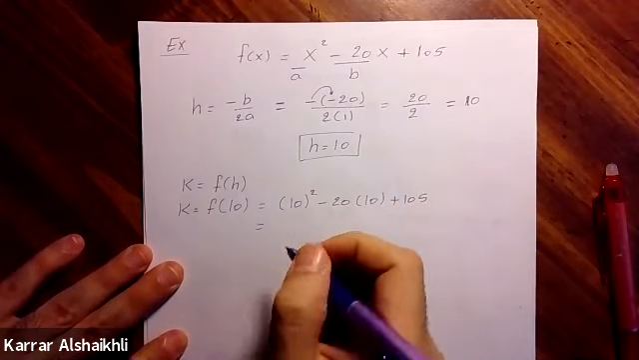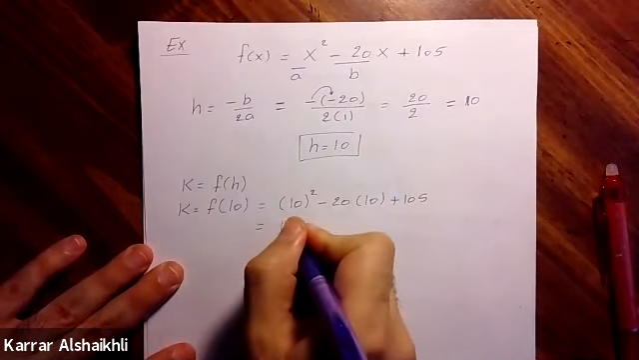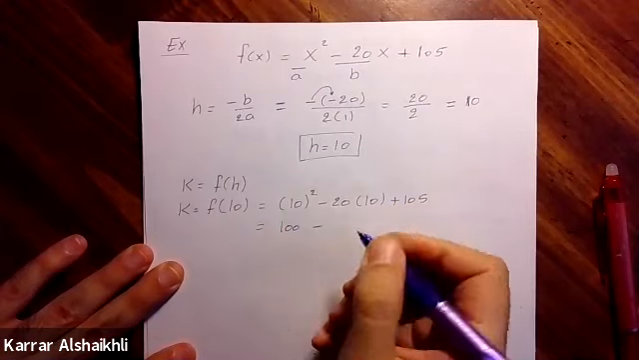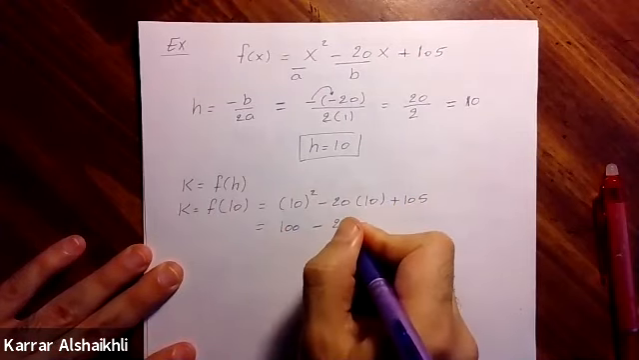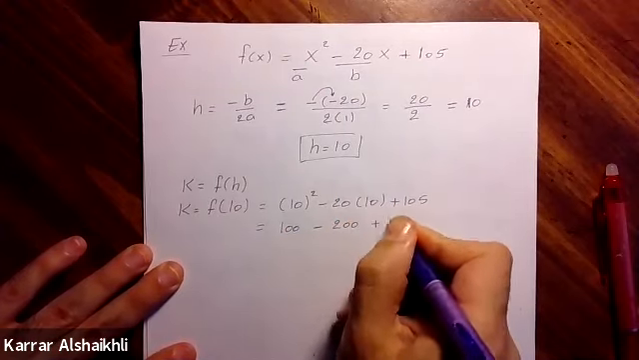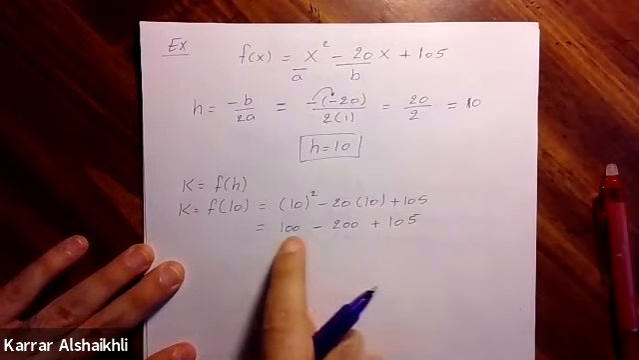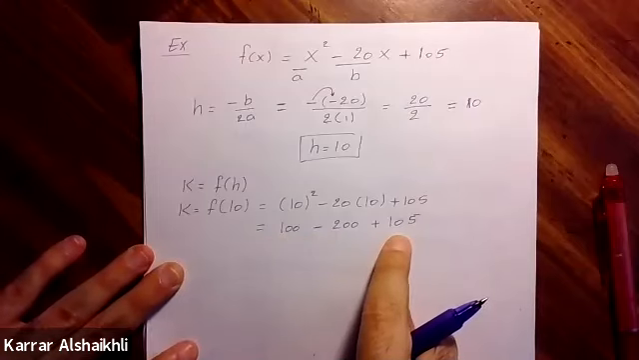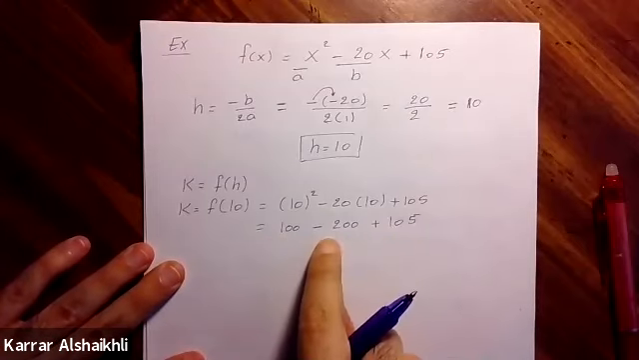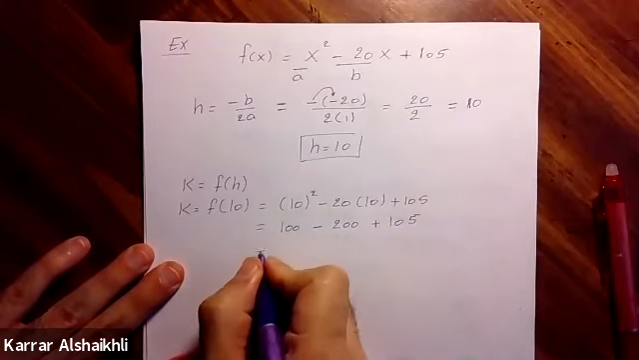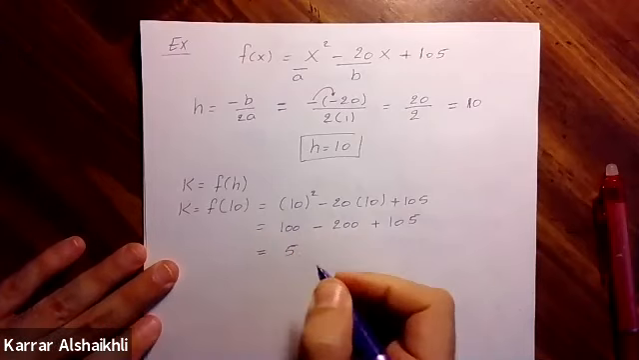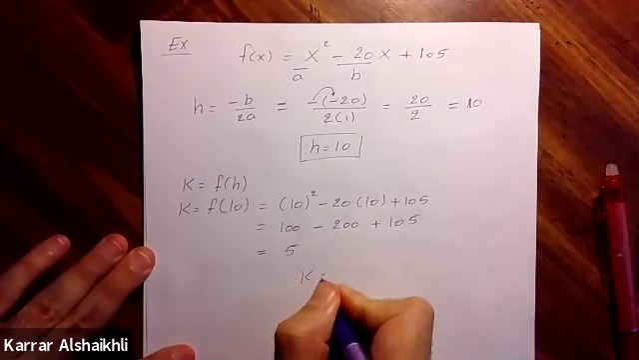10 squared is going to be 100. Minus 20 times 10 is 200, plus 105. So now combine these together. 105 plus 100 is 205, minus 200. So the result is going to be 5. That means k equals 5.